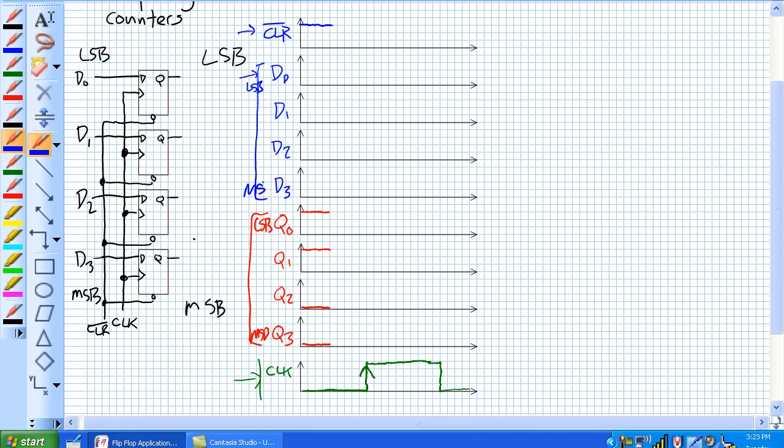LSB to MSB. And let's say whatever happened before, on the outputs, it was a 3. So there it is, 0, 0, 1, 1. And if we read that MSB to LSB, what is that? So it was previously 3, the BCD code for 3.